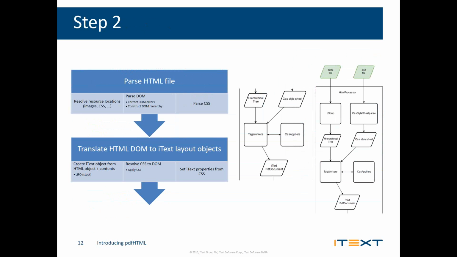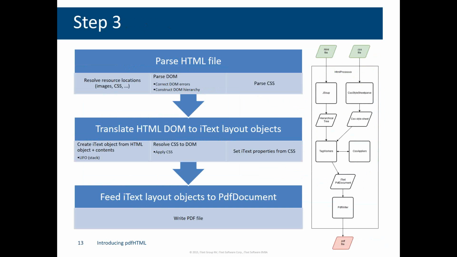This is done in a last in, first out manner, so the hierarchical HTML file will be traversed depth first, and in this way we can handle deeply nested HTML elements. We also resolve our CSS to apply to all the tags and set the correct properties on the corresponding iText objects. In our final step, we write it to a PDF document, and the PDF document we then write to a file on the system.